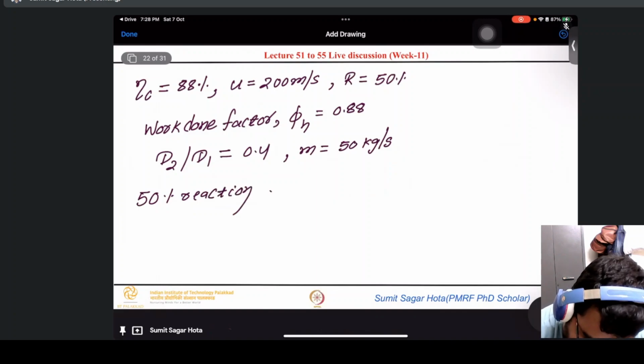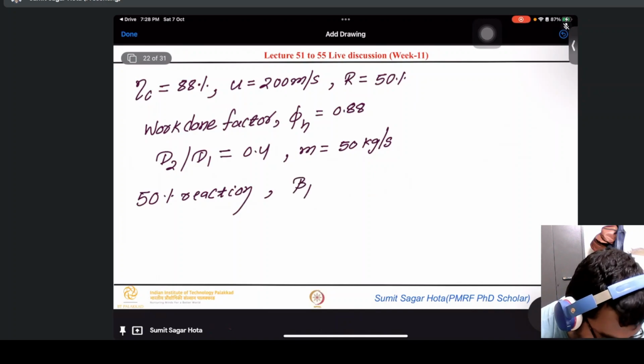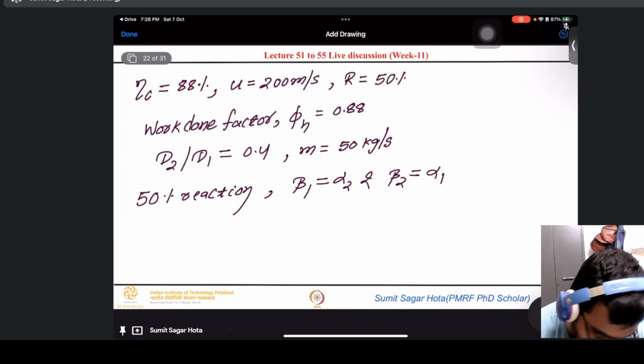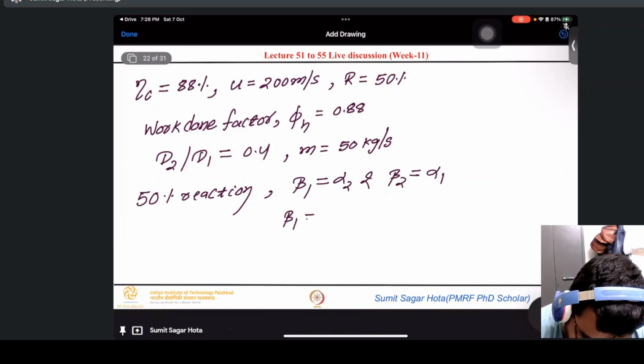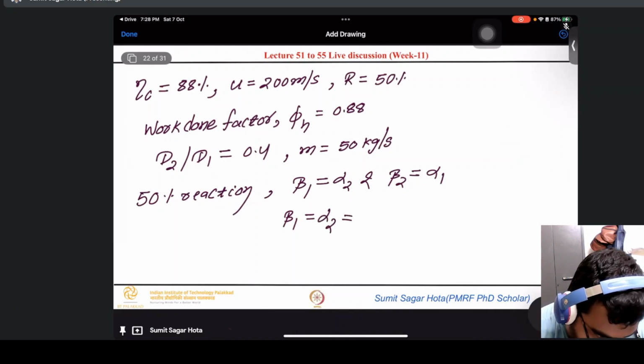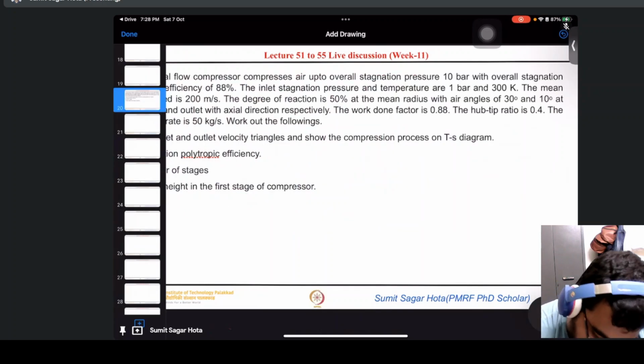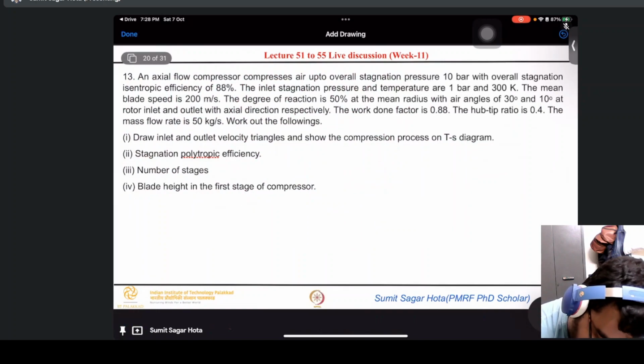Okay, beta 1 equal to what? Alpha 2 and beta 2 equal to alpha 1. Okay, so what are all the values given? Beta 1 equal to alpha 2 equal to what? 30 degree, you see. Here it's mentioned.